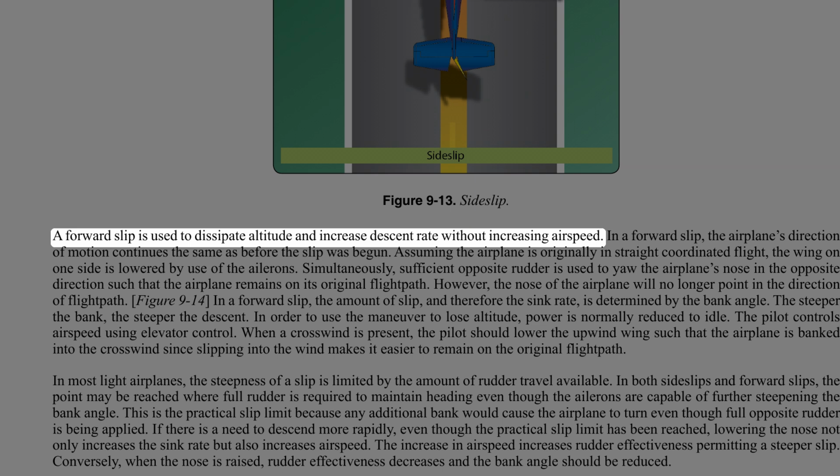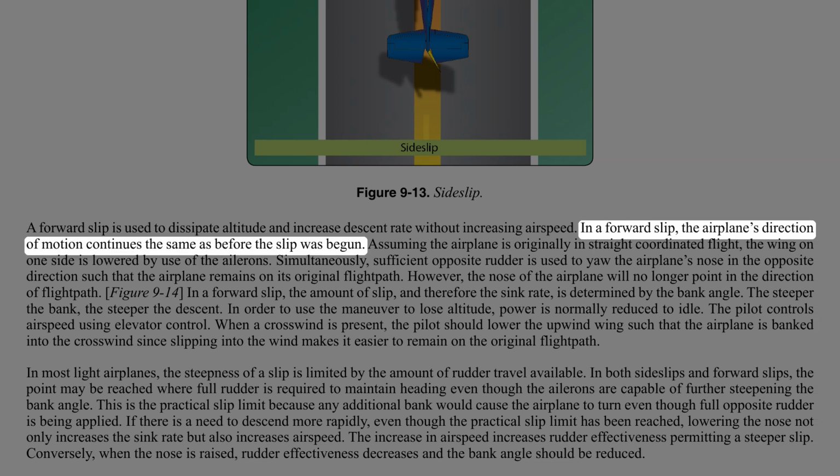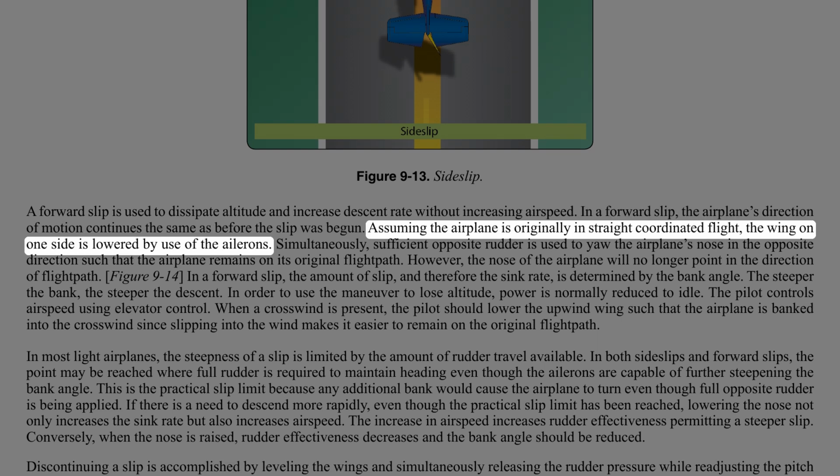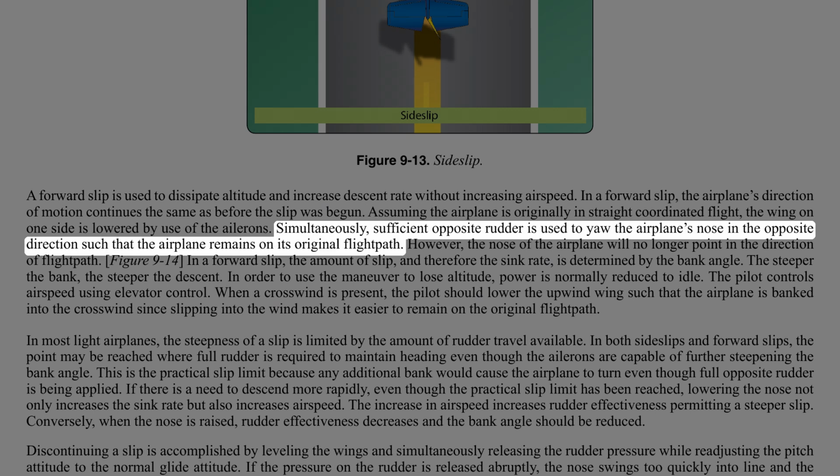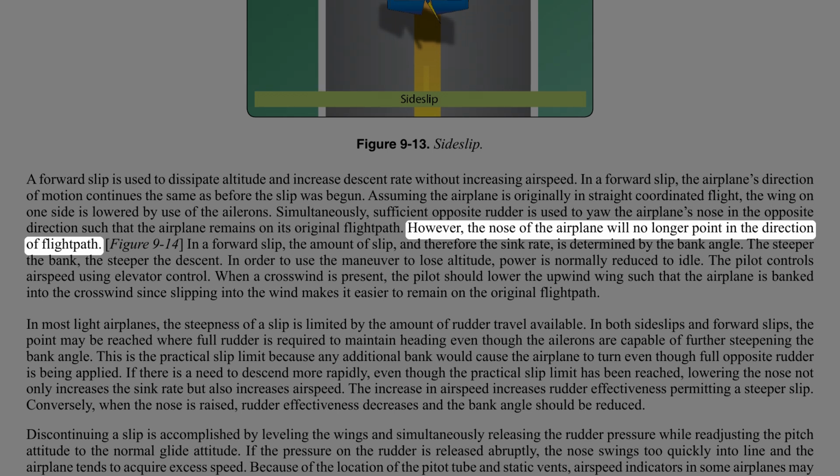A forward slip is used to dissipate altitude and increase descent rate without increasing airspeed. In a forward slip, the airplane's direction of motion continues the same as before the slip was begun. Assuming the airplane is originally in straight coordinated flight, the wing on one side is lowered by use of the ailerons. Simultaneously, sufficient opposite rudder is used to yaw the airplane's nose in the opposite direction such that the airplane remains on its original flight path. However, the nose of the airplane will no longer point in the direction of flight path.